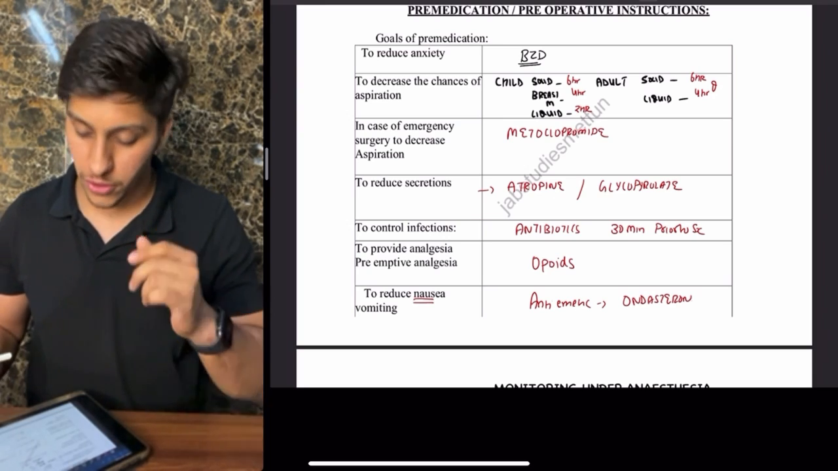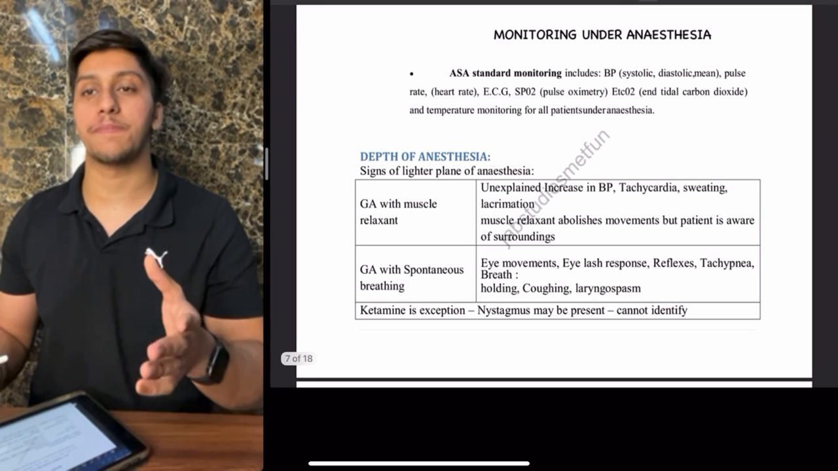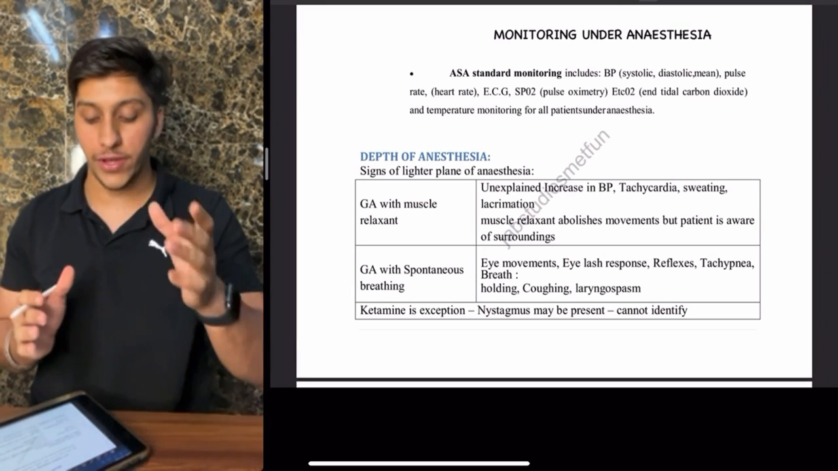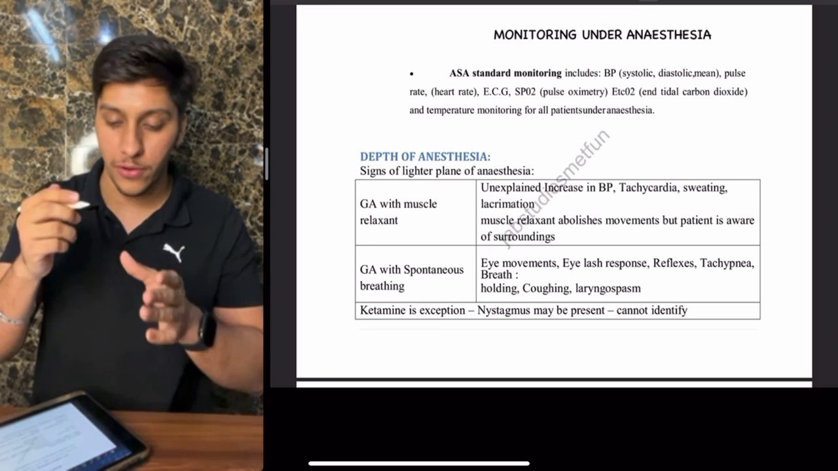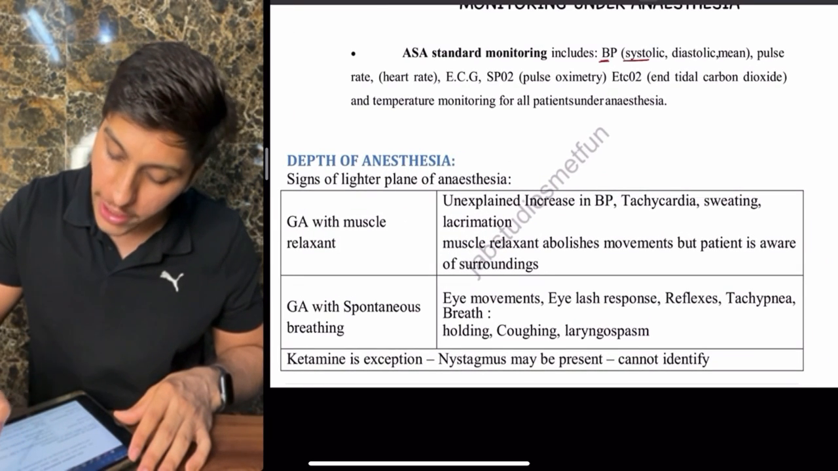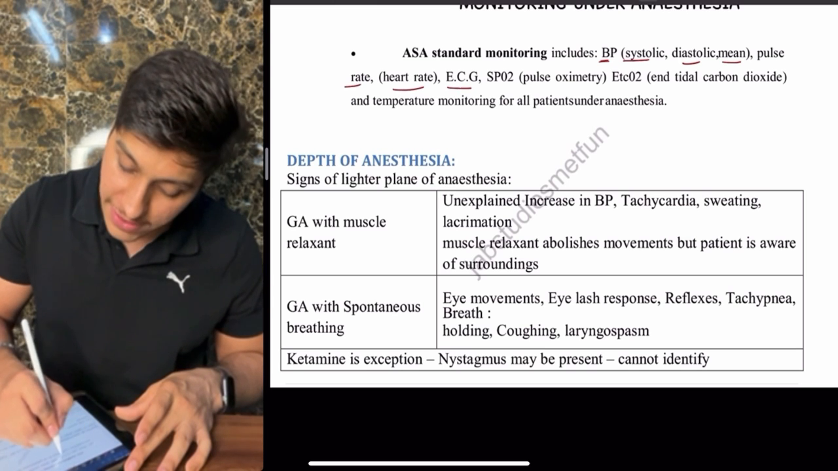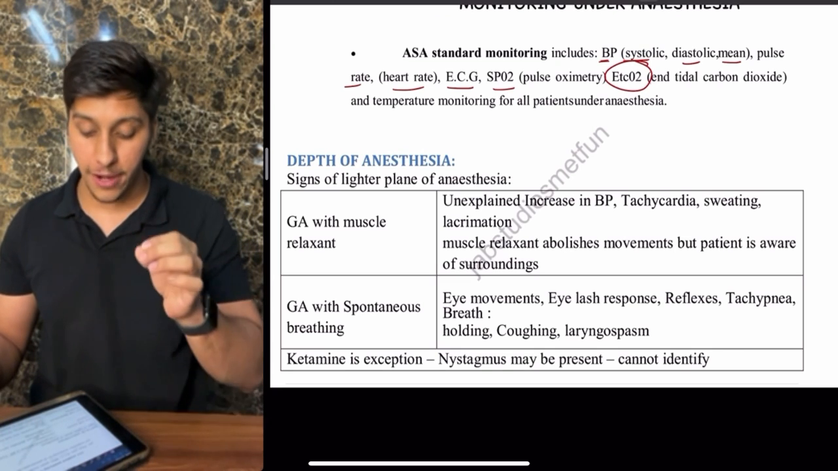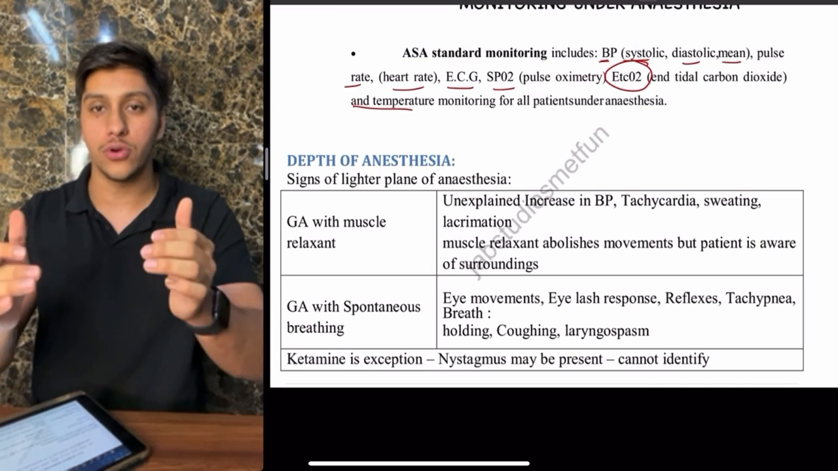Okay. Next, guys, what you have to know is what are the monitoring standards with respect to anesthesia. First thing, according to the guidelines of the American Society of Anesthesiologists, you need to know what are the parameters you have to check in the pre-anesthetic checkup. Things like blood pressure, in which you include the systolic, diastolic, and mean. The basic things like pulse rate, heart rate, ECG, SpO2, and end tidal carbon dioxide are also checked. Okay, very important. Along with temperature, these are the parameters which you have to check and include in your chart.